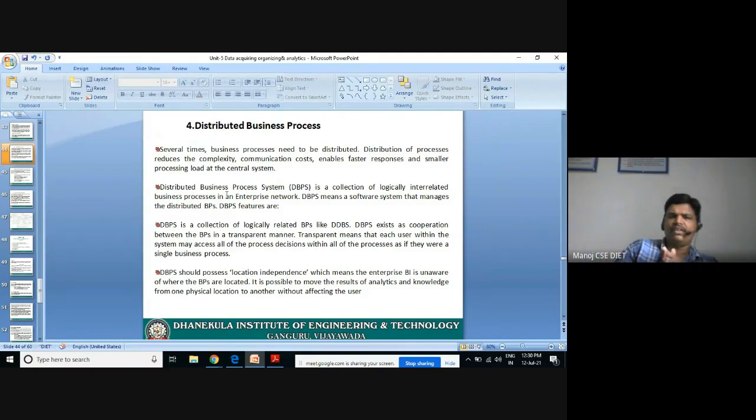What are the features of this DBPS? As I told in the definition, it is the collection of logically related business processes. Whereas distributed databases are there, distributed database system is there, and distributed business process system is there. These two mechanisms, these two platforms, exist for the cooperation between business processes and in a transparent manner. Here transparency means that within a system one may access all of the processes as if they were a single business process.